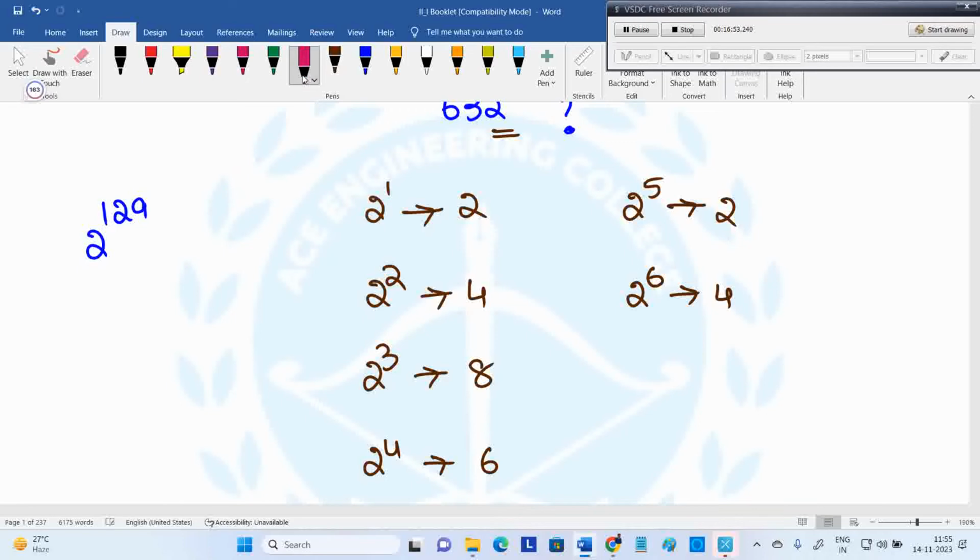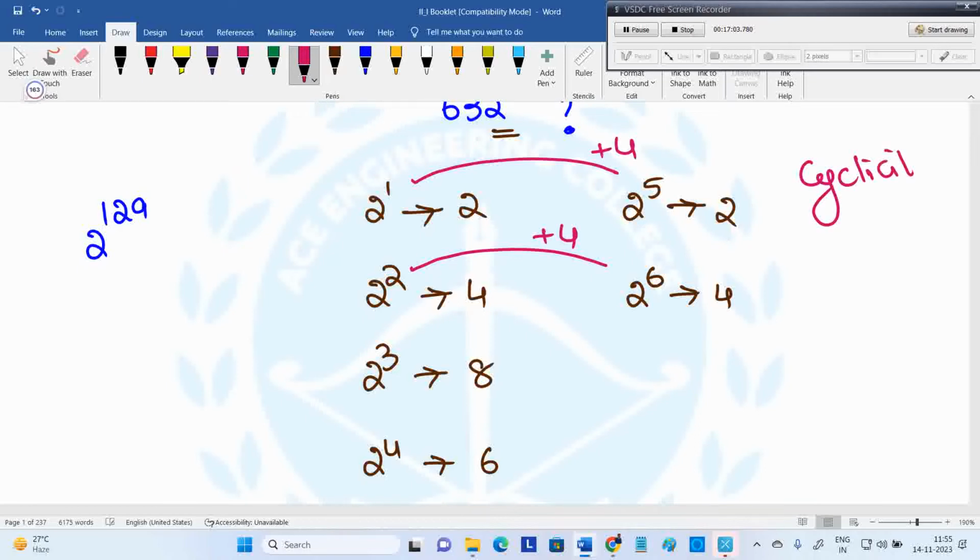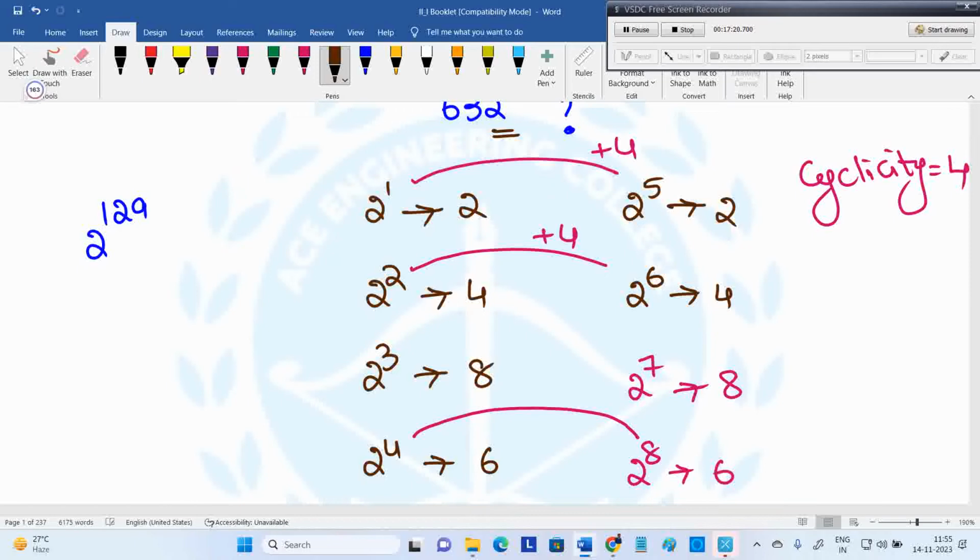Now you analyze, after every 4 powers, the same thing is repeated. That is why we call it cyclicity 4. We said cyclicity 4 because after every 4 powers, the same units place is repeated. 2 power 7 is 128, units place is 8. 2 power 8 is 256, units place is 6. You can check here. After every 4 powers, we get the same units place. So that is why we call it cyclicity 4.